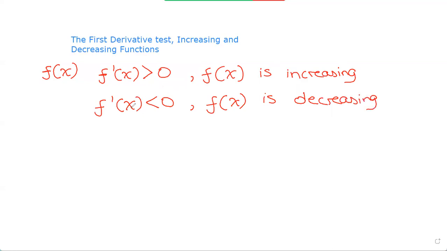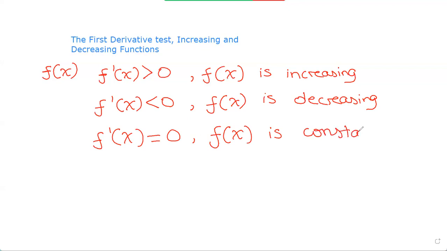So f prime of x is the derivative of f of x. And finally, when f prime of x is equal to 0, f of x is constant. So these are three important things you should know when it comes to identifying increasing, decreasing, and constant functions. So now let's discuss the first derivative test.